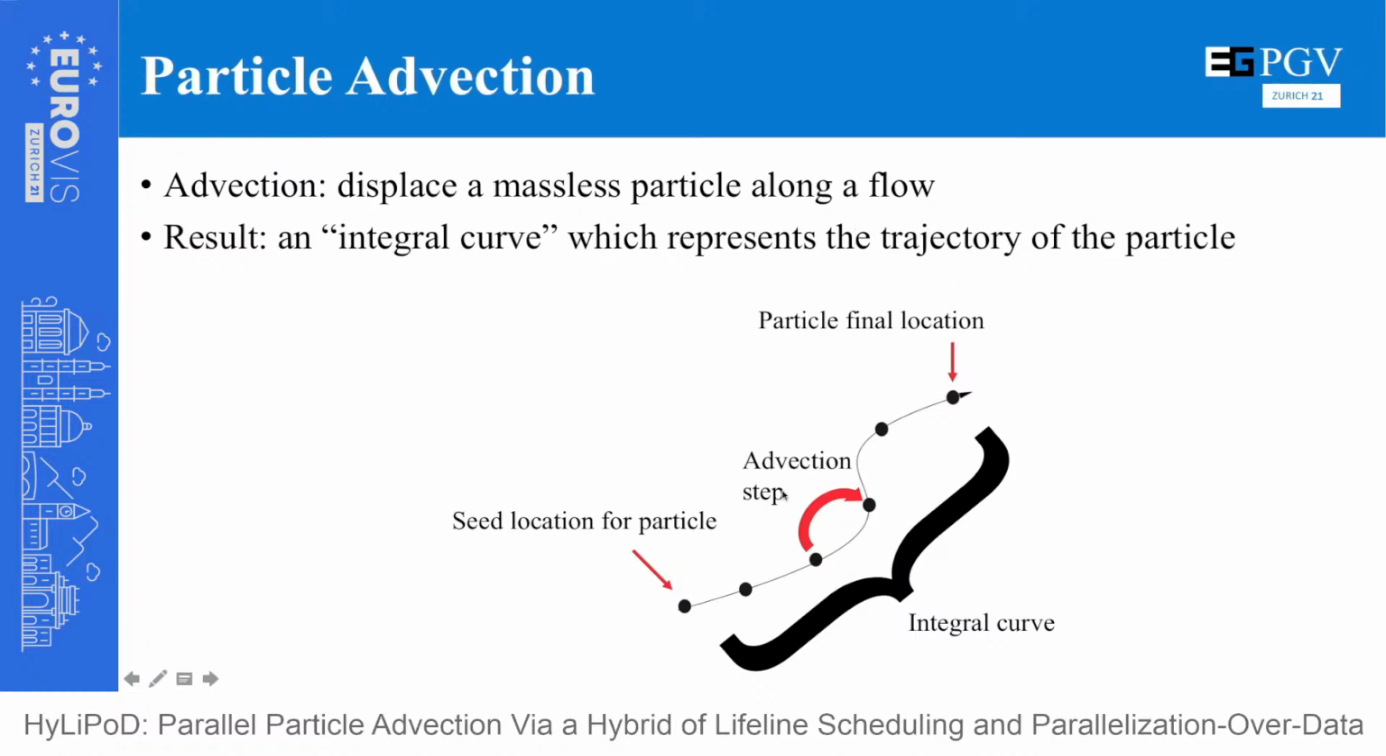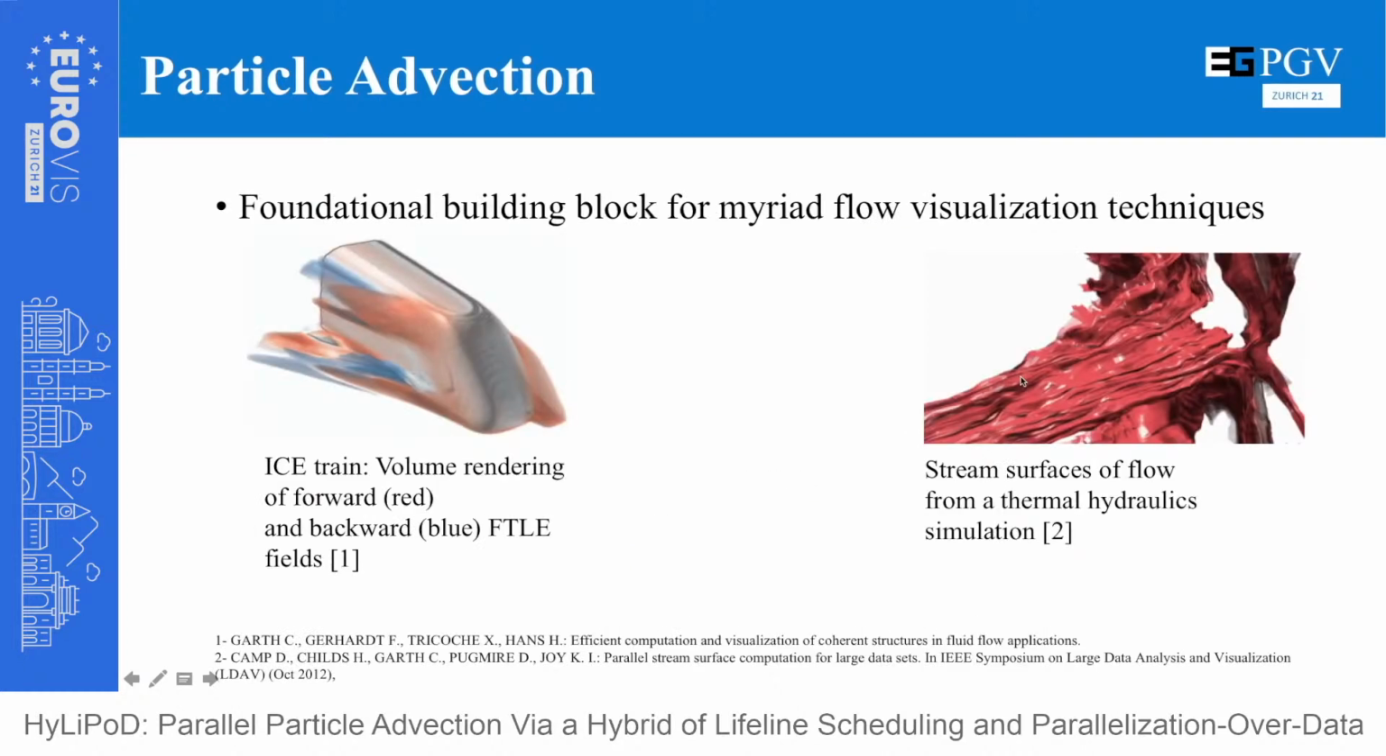Advection is the process of displacing a massless particle along a flow from the seed location to the final location in advection steps, which result in an integral curve that represents the trajectory of the particle. Particle advection is the foundation of many flow visualization techniques. Two of these techniques are FTLE and stream surfaces. FTLE is a technique to study transport behaviors in unsteady flow, while stream surfaces is a union of streamlines connected to form a surface.